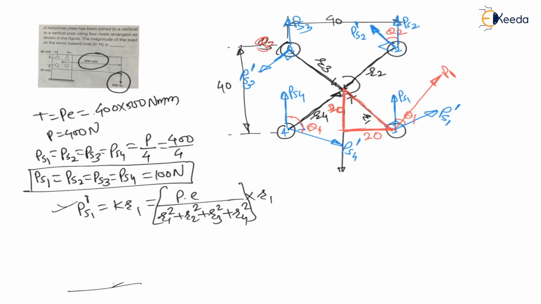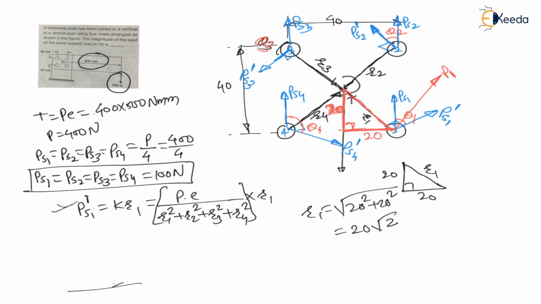Right, this is 20. Therefore for this right angle triangle, the height is 20, base is 20, and radius R1 is the hypotenuse. Therefore for this right angle triangle, can I say R1 is equal to under root of 20 square plus 20 square, which is nothing but 20 root 2 mm. Therefore we have calculated R1, and due to symmetry you can check for R2 also.